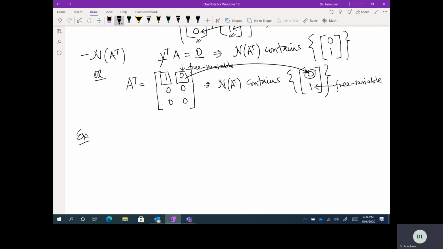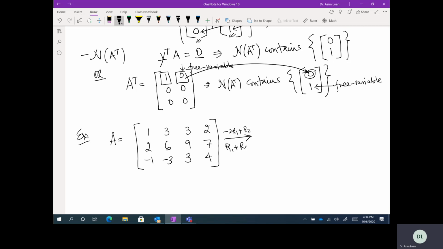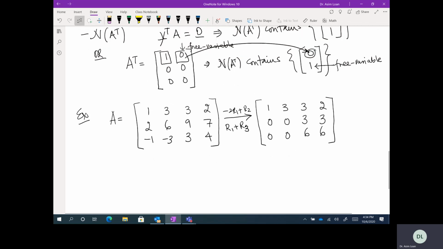Okay. Second example, A is 1, 2, minus 1, 3, 6, minus 3, 3, 9, 3, 2, 7, 4, and we have looked at this matrix a lot. I can do minus 2 R1 plus R2, and plus R1 plus R3. If I do that, I get 1, 3, 3, 2. Minus 2 plus 2 is 0, minus 6 plus 6 is 0, minus 6 plus 9 is 3, minus 4 plus 7 is 3, 1 minus 1 is 0, 3 minus 3 is 0, 3 plus 3 is 6, this is 6.